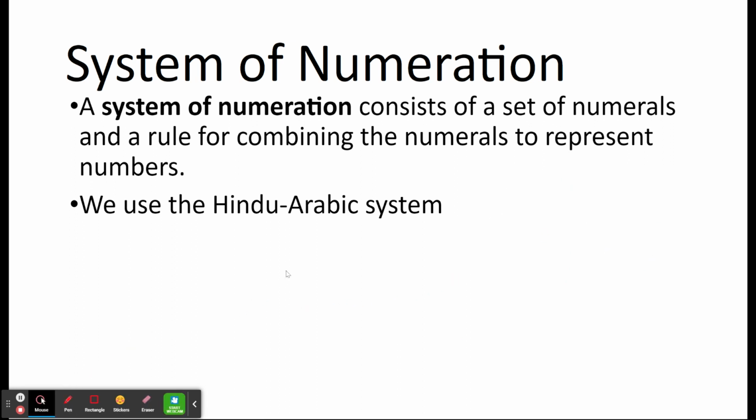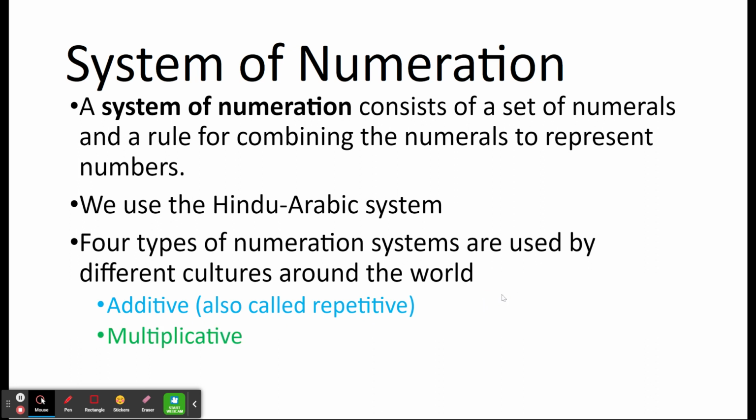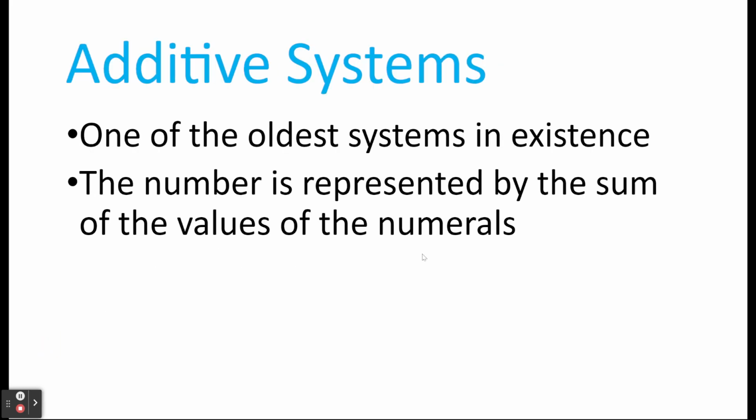There are 4 other types of numeration systems that are used by different cultures around the world, and we'll take a look at those here. Each of these falls into one of these 4 categories. We have additive, which you can also call repetitive; multiplicative, where you multiply together; ciphered, which is kind of a tough one because you have a code you basically crack; and place value. So we'll look at systems of each of these as we work through this lesson 4.1.